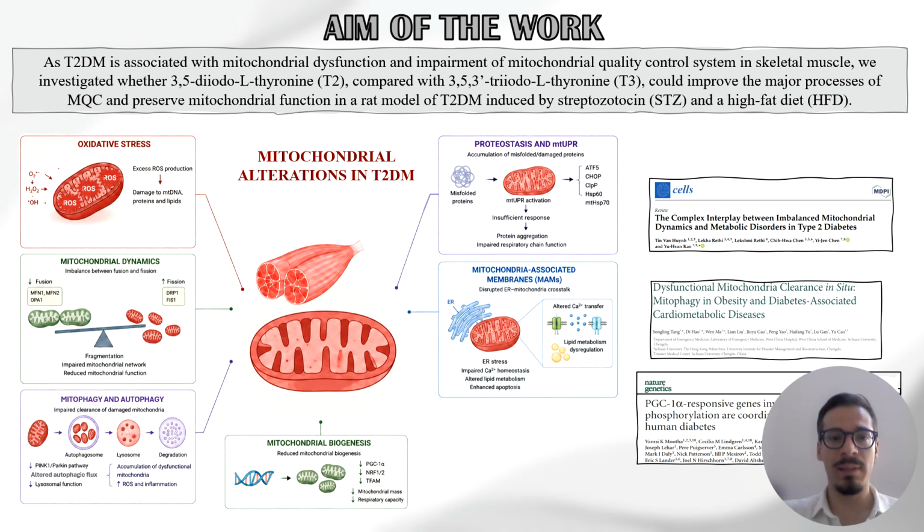As type 2 diabetes mellitus is associated with mitochondrial dysfunction and impairment of the mitochondrial quality control system, we investigated whether 3,5-diiodo-L-thyronine (T2), compared with 3,5,3'-triiodo-L-thyronine (T3), could improve the major processes of mitochondrial quality control and preserve mitochondrial function in the skeletal muscle of a rat model of type 2 diabetes mellitus induced by a high-fat diet in combination with the administration of streptozotocin.